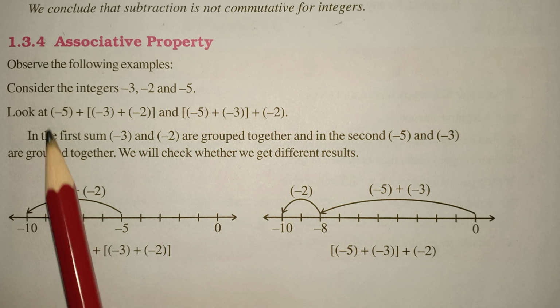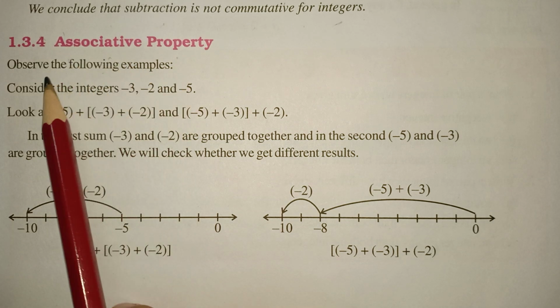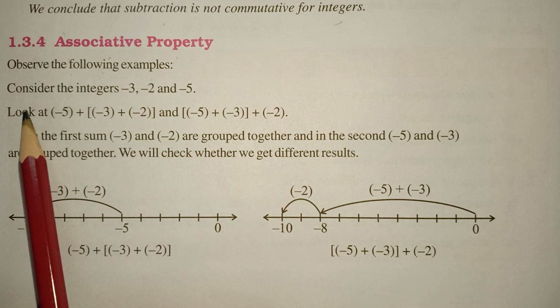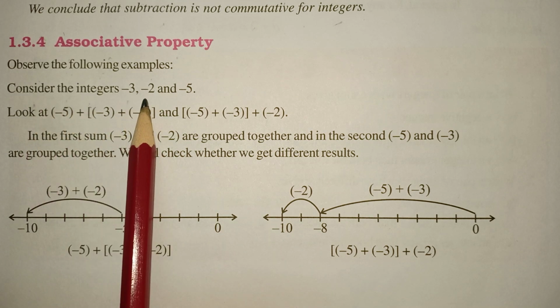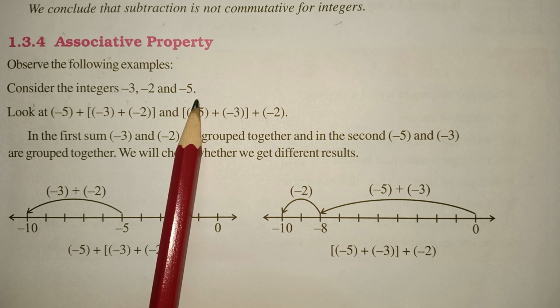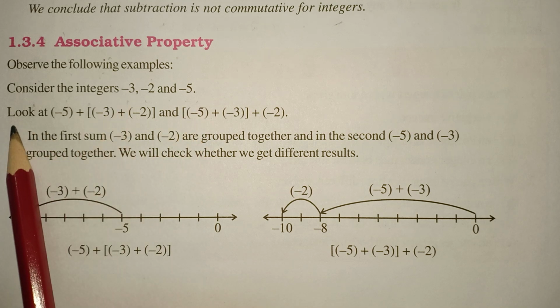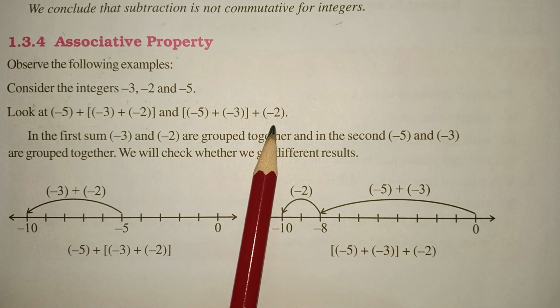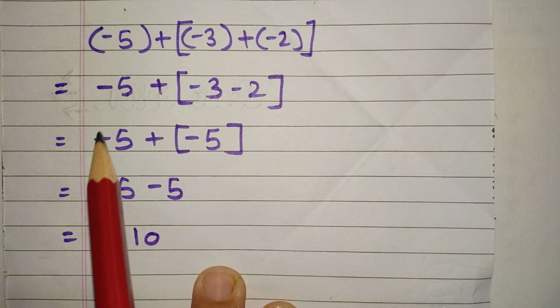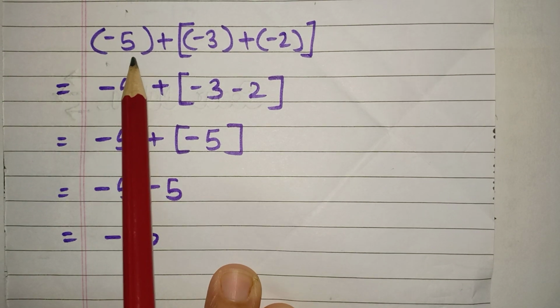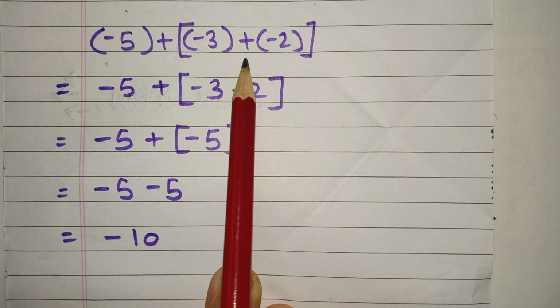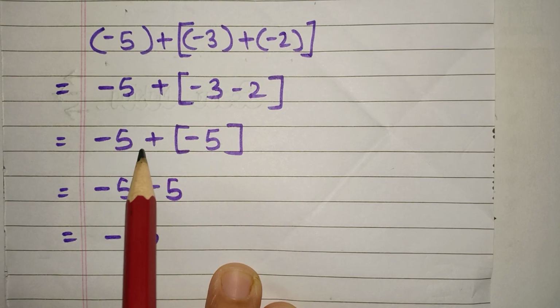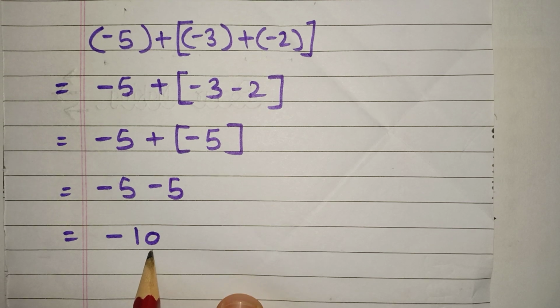Next is the associative property. Observe the following examples. Consider the integers minus 3, minus 2 and minus 5. Take any 3 integers. Look at the way I have put in the brackets. Solve this and let's check whether the answer is the same or not. Now I have written minus 5 plus (minus 3 plus minus 2). After solving this, I got the answer minus 10.